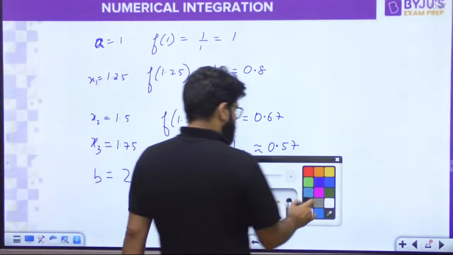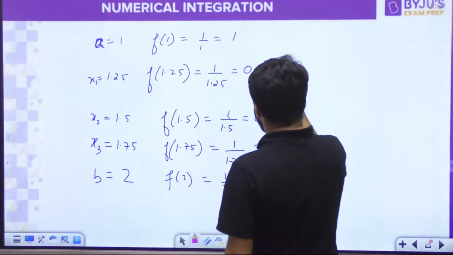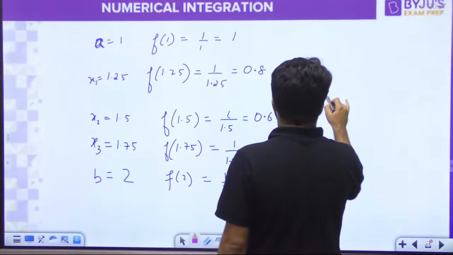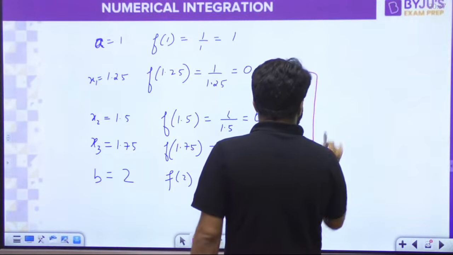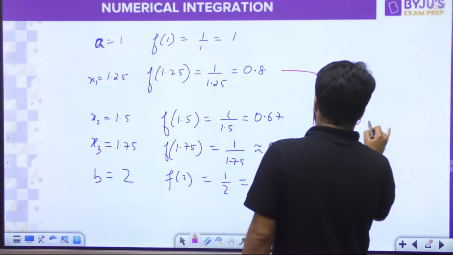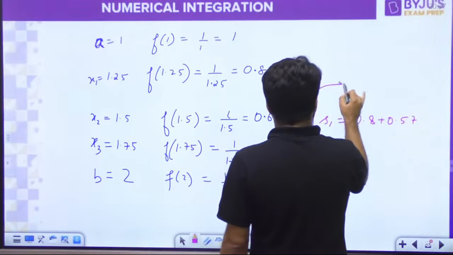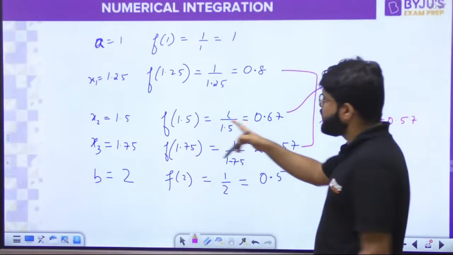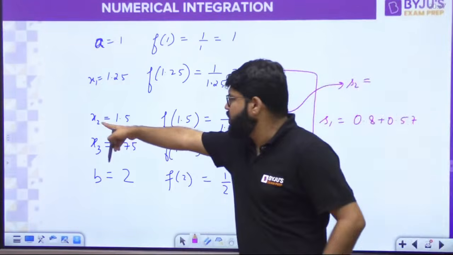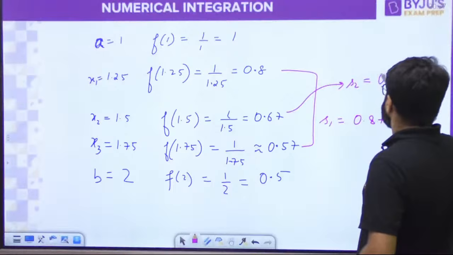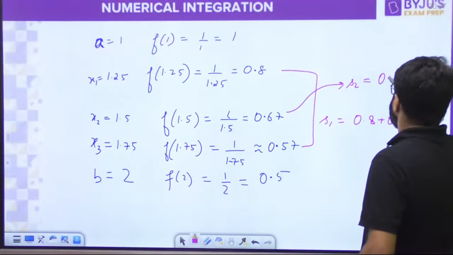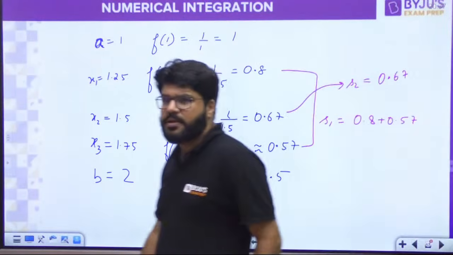So this is what? x1 and x3, all odd points. This will give you the value of s1, 0.8 plus 0.57, right? And this will give you the value of s2. s2 means the sum of the function at all even points, and there is only one even point, x2, and the value of s2 will be 0.67. That is it.